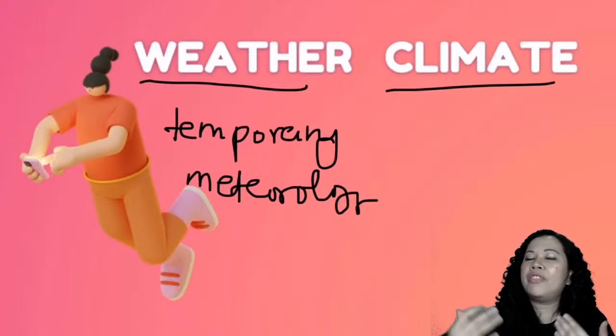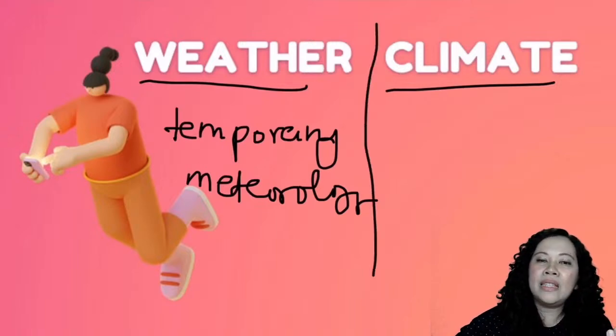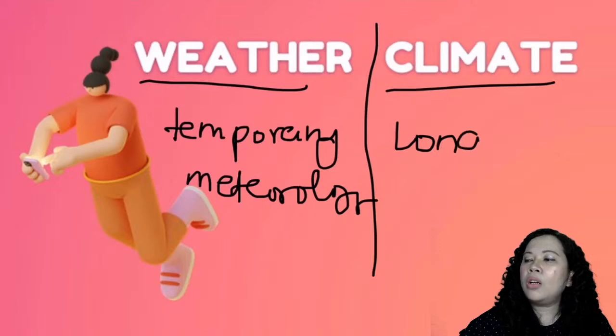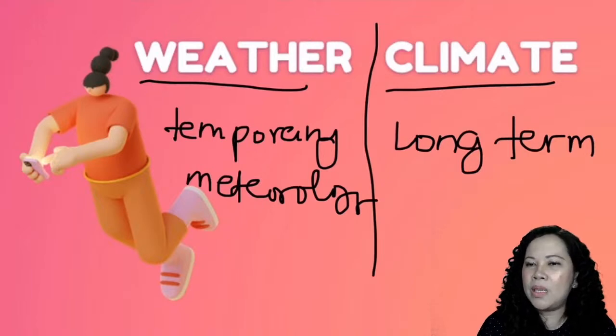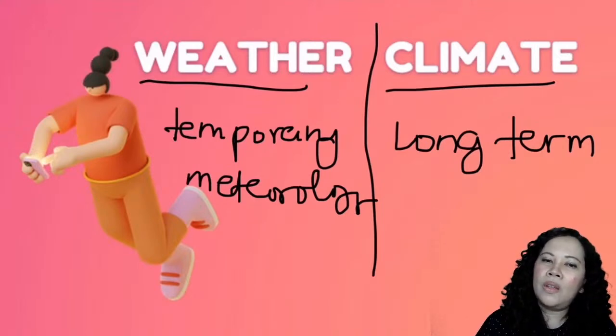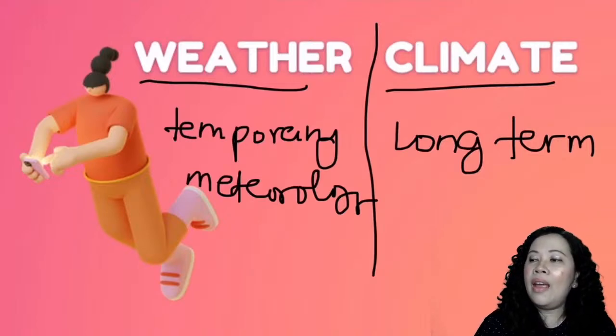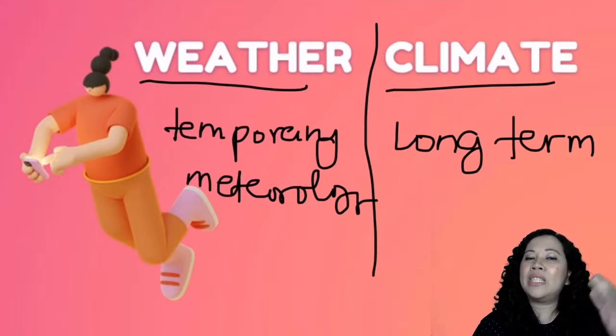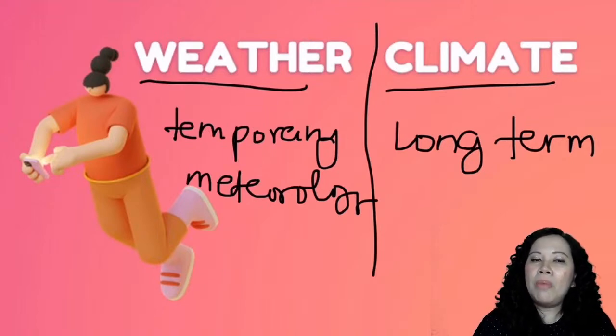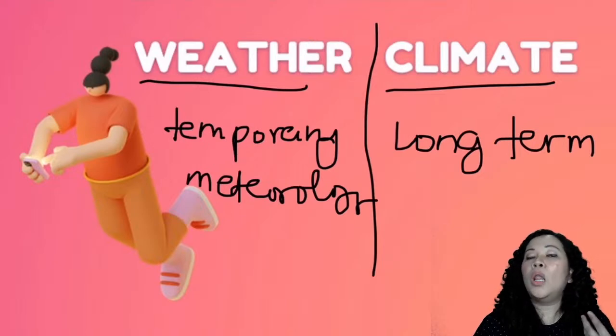Now in terms of climate, if weather is temporary, climate is long term. It's a long-term behavior of our atmosphere and it covers a large geographical area. So that is our climate and it changes very slowly. All right, so that's the difference. Weather is temporary, climate is long-term. That is why we have temperate and tropical areas. These are our climates. So climate changes long term, and weather is temporary.